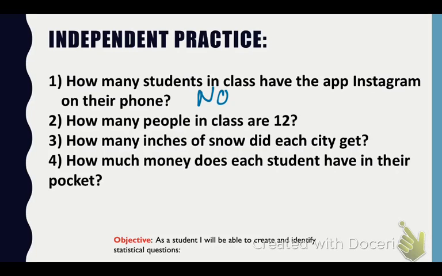How many people in class are 12? Once again, I'm going to get one answer. I'm going to get the total amount in this class that are 12. So because I'm only going to get one answer, no.